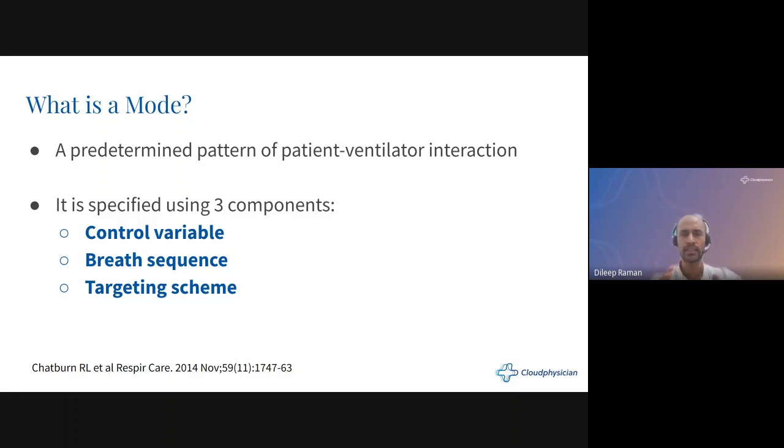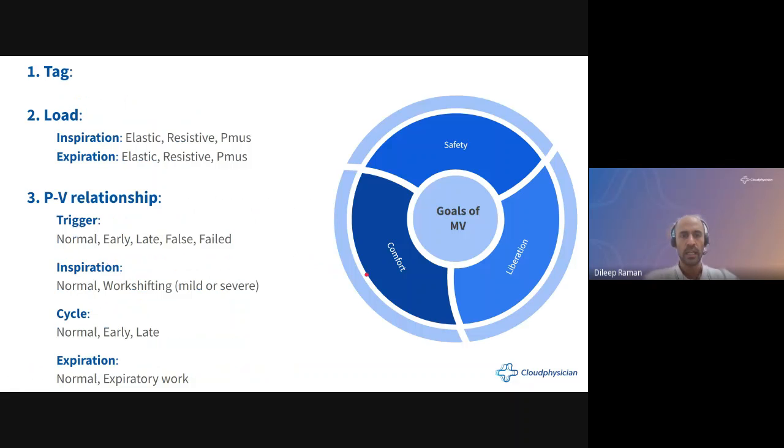Any mode is basically a patient-ventilator interaction. In that interaction, you have a control variable, a breath sequence, and a targeting scheme. That is what we have been practicing in our previous sessions. In the targeting scheme, in the entire breakdown, this is the pattern that we use.